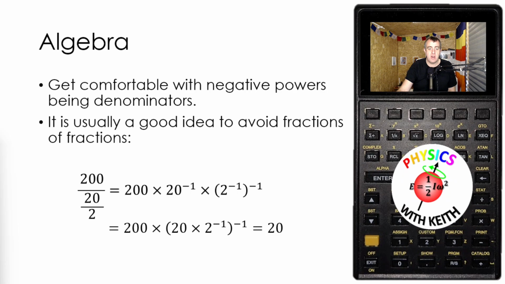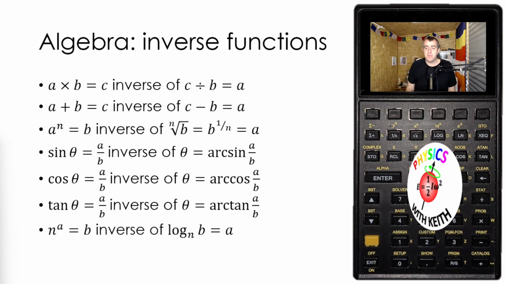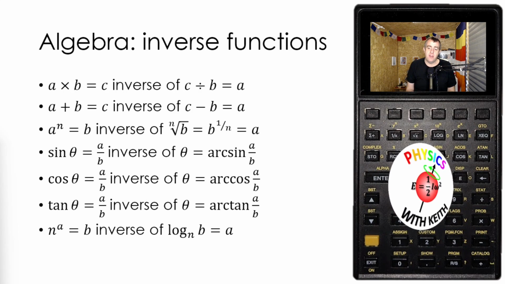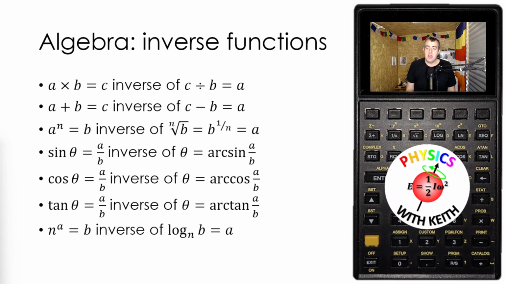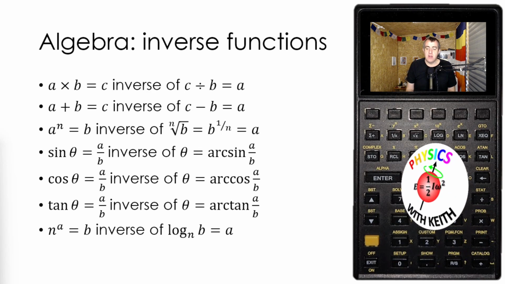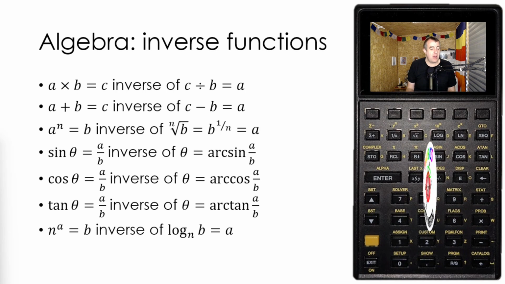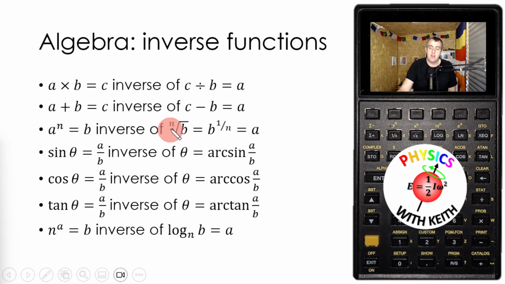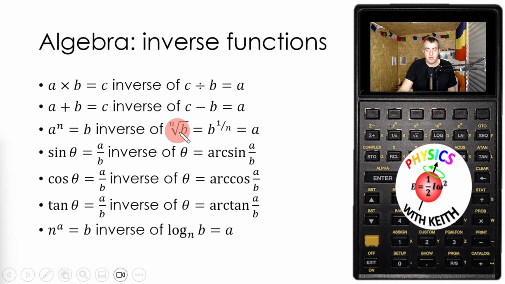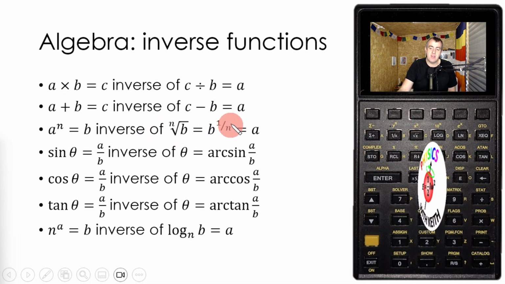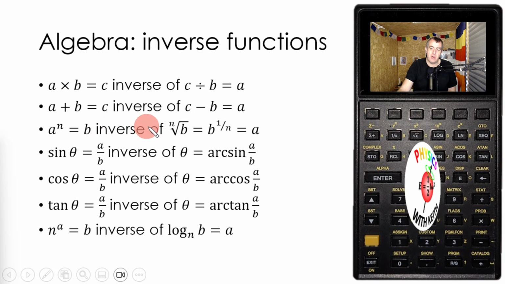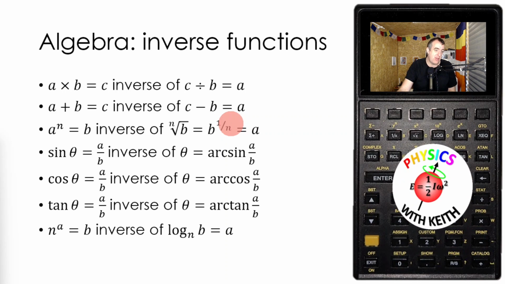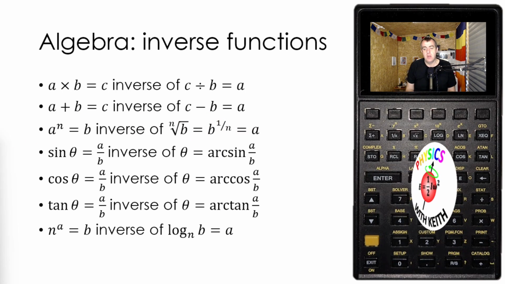So a bit of a summary of inverse functions, here they are. Opposite of multiplication is division, opposite of addition is subtraction. We've got powers here. The inverse of a power is a root, so the second power, or squaring something, the inverse is a second root, or a square root. And there's another way of writing that, which is a fractional power. A square root is a power of a half. A cube root is a power of a third. That's another way of writing them.